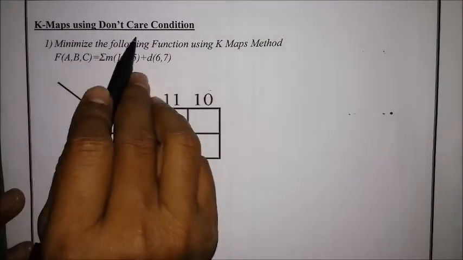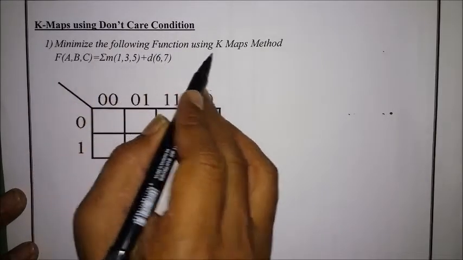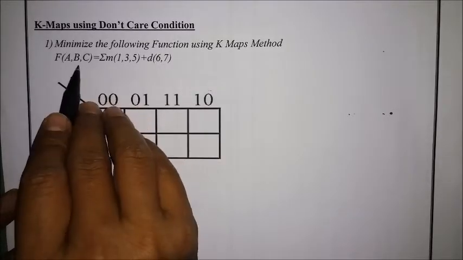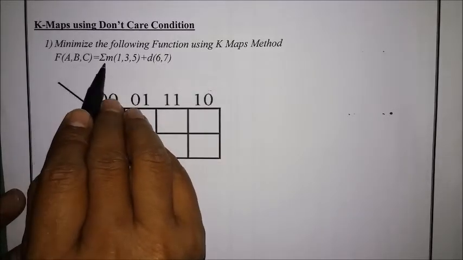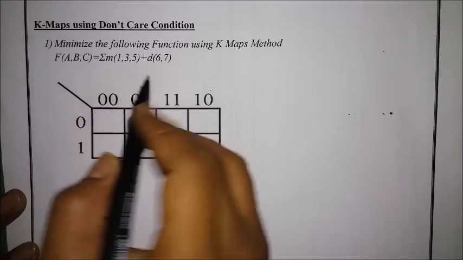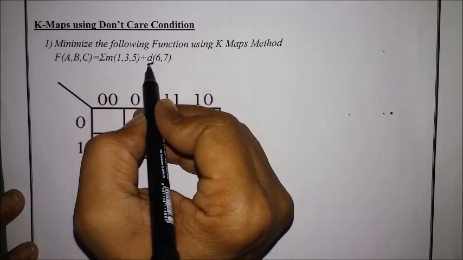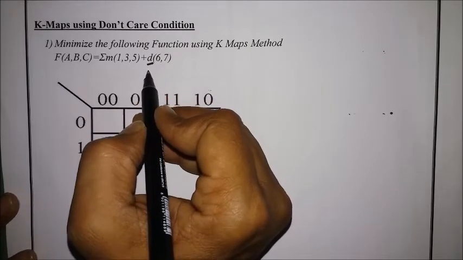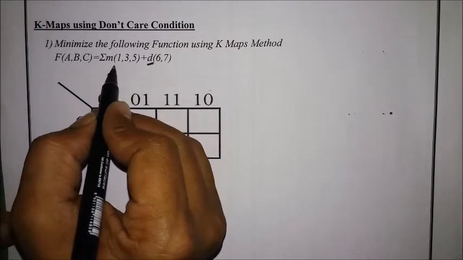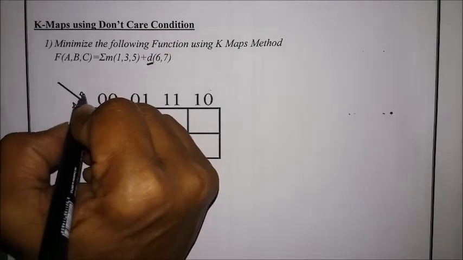Now a Kmap using don't care conditions. Minimize the following function using the Kmap method. I have a function f of a, b, c equals sigma small m of 1, 3, 5 plus d of 6, 7. This d represents the don't care entries or don't care conditions. As it is a SOP form expression, I have a, b and c.